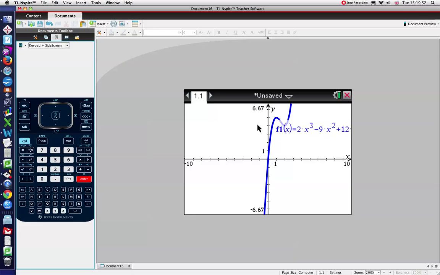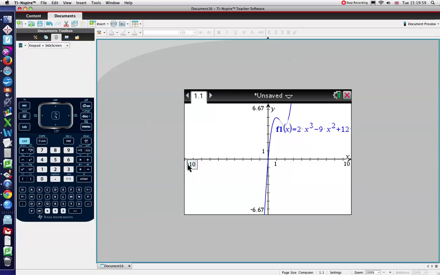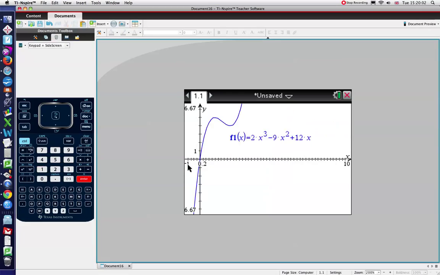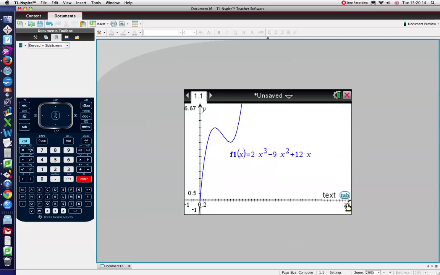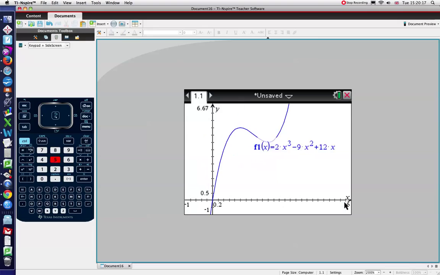Now I quite like to have this part of my graph centered in the middle of my screen. There's not much happening in the negative quadrants, so I am going to change those axes. So what you do is move your cursor over the number until you see the word text, press down twice on the middle of your touchpad, and then put in the value you would like. And do the same again. And there we go, we've got the important part of this curve in terms of stationary points in the middle, and now we can start trying to find out what they are.